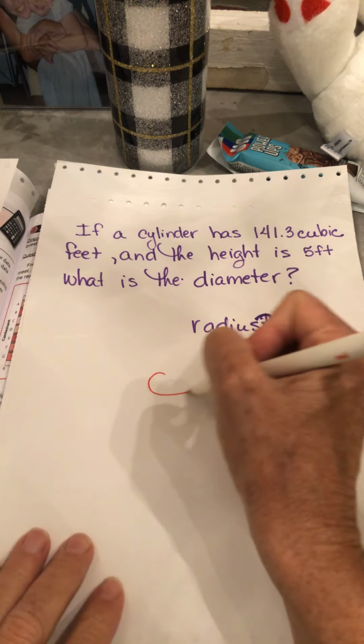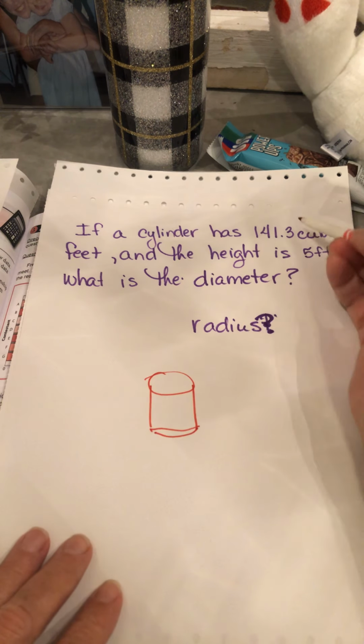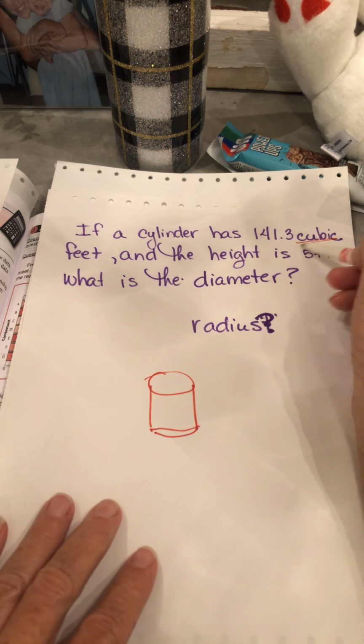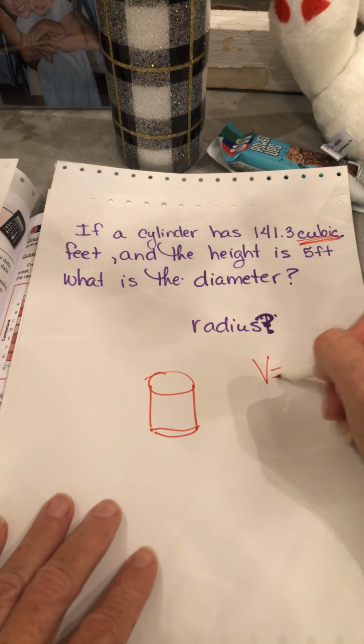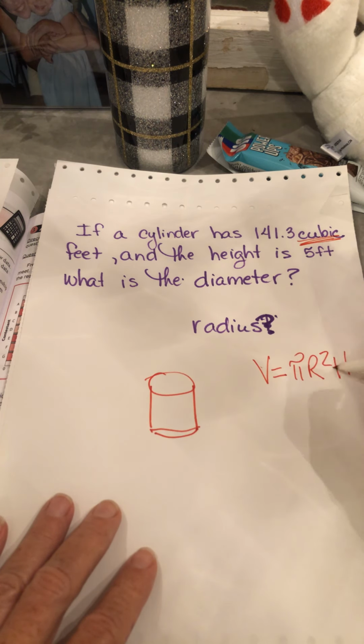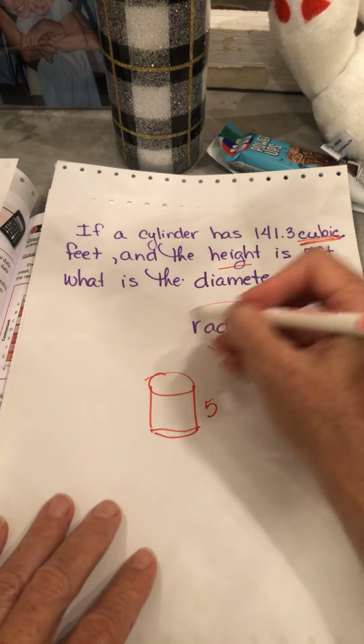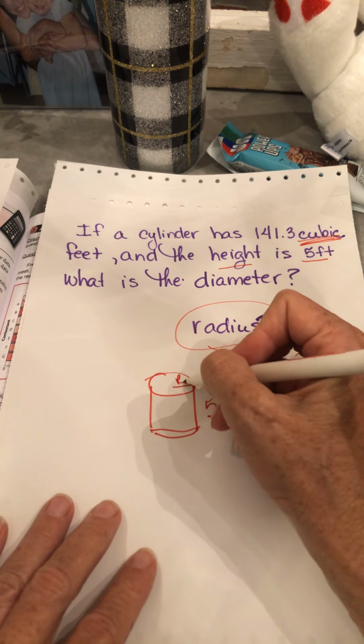All right, if a cylinder has 141.3 cubic feet and the height is 5 feet, what is the diameter? Okay, right away I'm thinking cylinder. I'm terrible at drawing, but I'm going to draw it and you should do the same. Okay, it says cubic. That's a volume question, and volume of a cylinder is pi r squared h. So I'm going to write that out. It tells me that my height is 5, but it wants to know the radius.